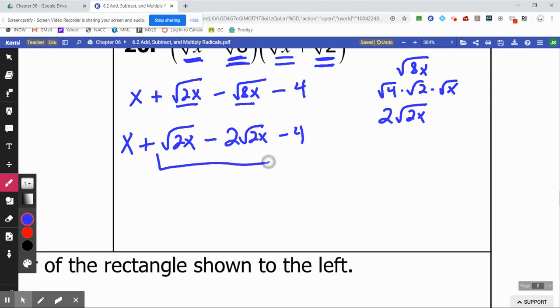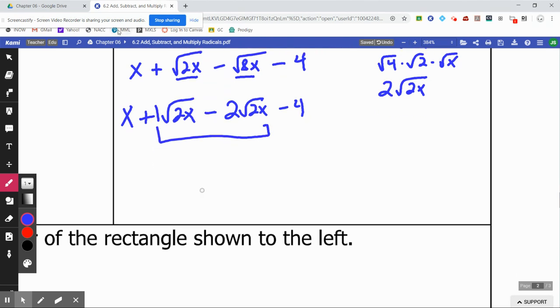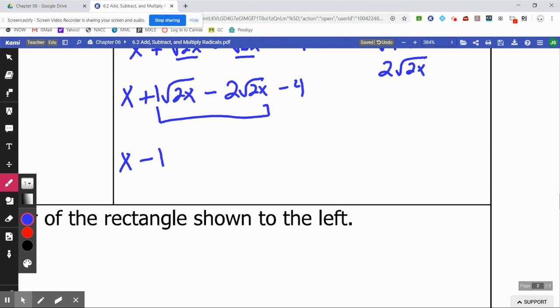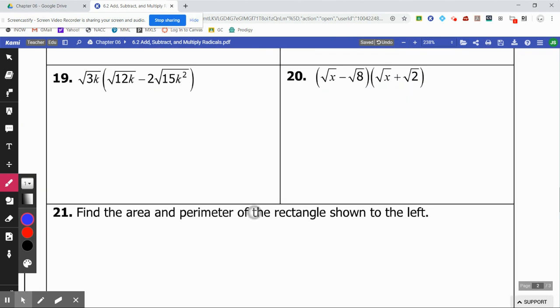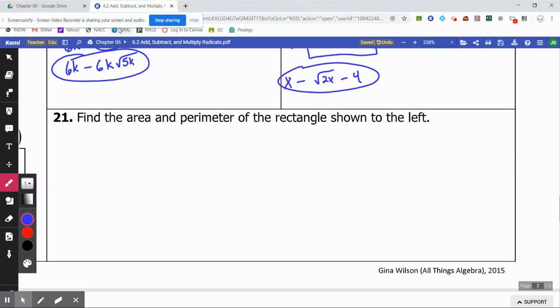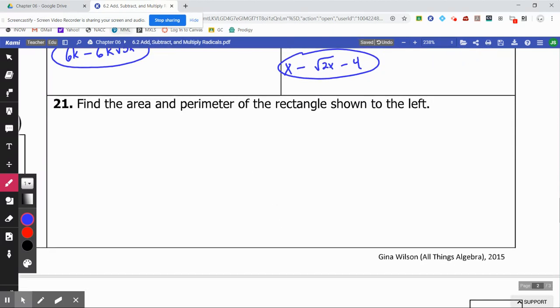Now these actually combine. There's a 1 right there. You have an x, 1 root 2x minus 2 root 2x's. Just combine the coefficients. 1 minus 2 is negative 1, and leave the radical. And since it's a coefficient of 1, you really don't need to put it. And then you have the minus 4. There's your final answer. The next problem says find the area and perimeter of the rectangle shown to the left.